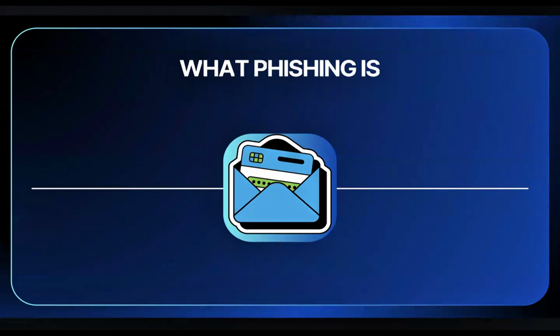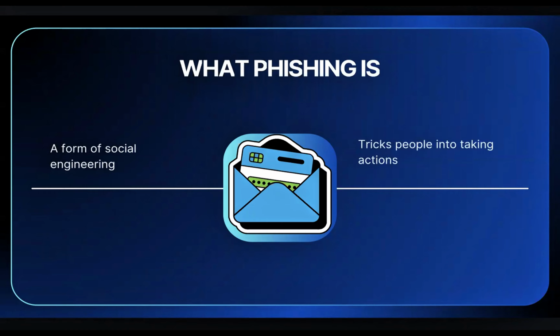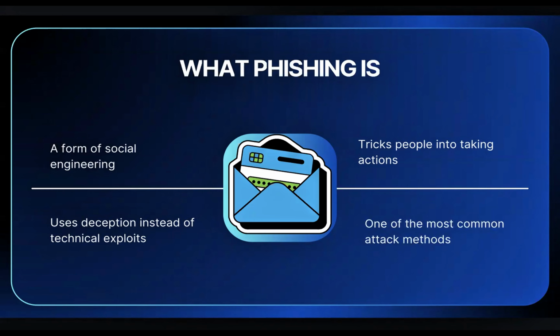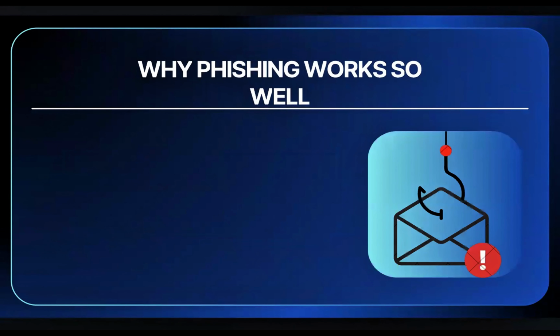So what is phishing? Phishing is a human-focused attack technique, and it is a form of social engineering. It relies on deception rather than technical exploits. It tricks people into taking harmful actions, and it is one of the most common attack methods that exist currently in the world.